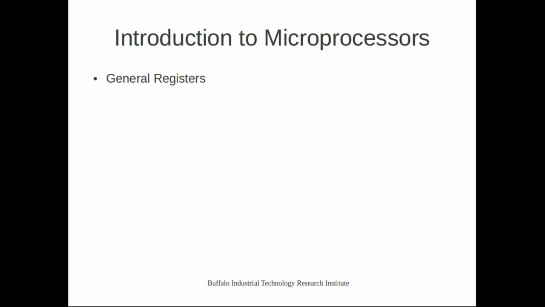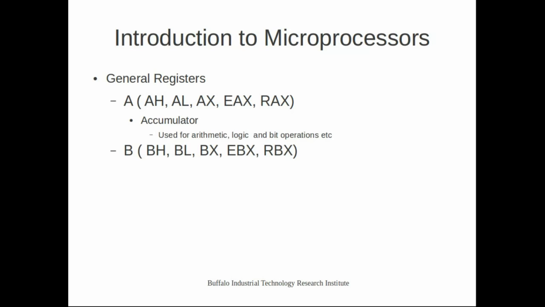Apart from those special purpose registers, there are a set of general purpose registers. These registers can be used for many purposes, but historically the A register, named AH and AL in 8-bit, AX in 16-bit, EAX in 32-bit, and RAX in 64-bit processors, is called the accumulator and used in arithmetic logic and bit operations. Register B, similarly named, was used as a base register which contained the base address along with the base pointer. This register was used in extension of memory address.